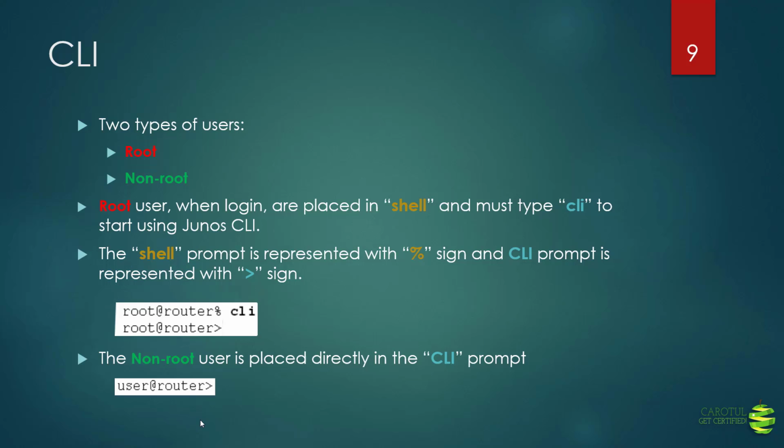The shell prompt is represented with a % sign, as you can see here, and you type the keyword CLI to get this greater-than sign. This greater-than sign represents the CLI prompt. That's where you start configuring the Junos device. If you are a non-root user, then you will be placed directly into the CLI prompt when you authenticate. So let me show you this on the devices.